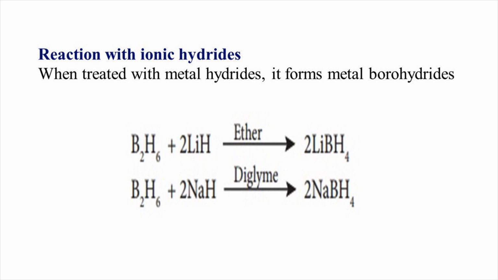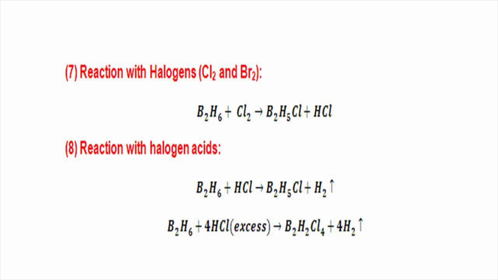Both lithium borohydride and sodium borohydride are used as reducing agents in organic synthesis. They are useful starting materials for preparing other metal borohydrides. The next one is the reaction with halogens. Diborane reacts with halogens to give halodiborane and halogen acid. Similarly, reaction with halogen acids gives halodiborane and hydrogen.